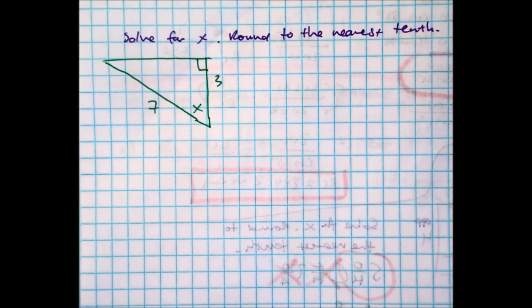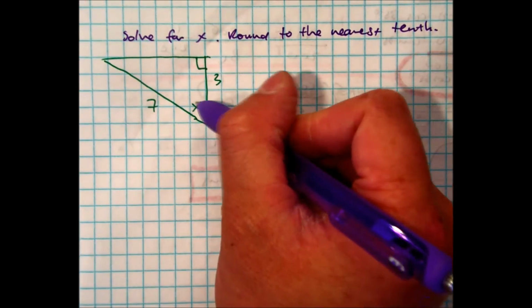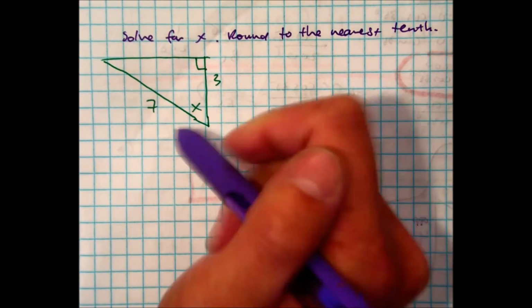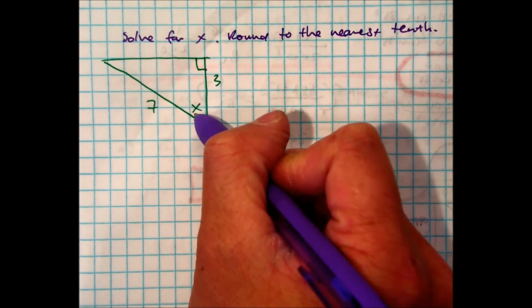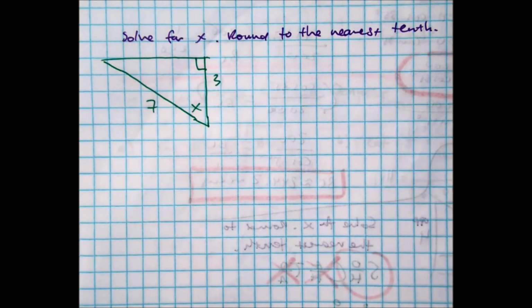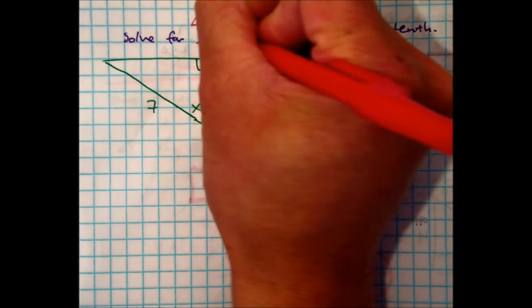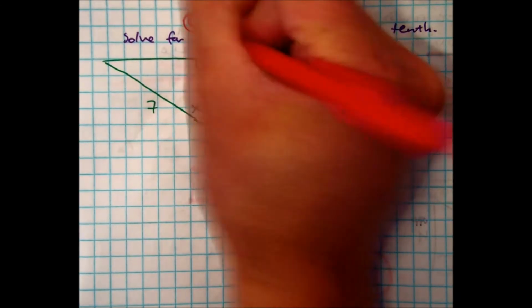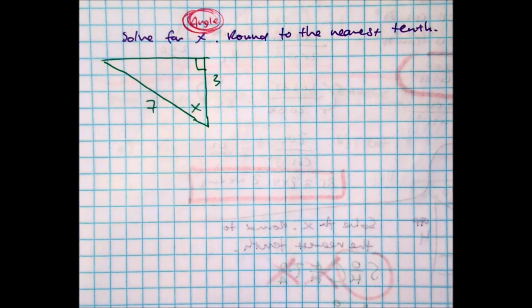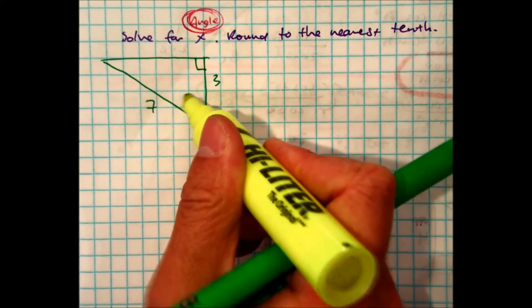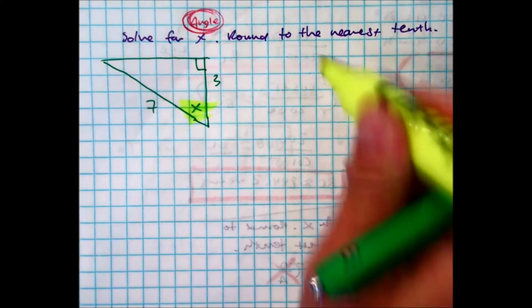Alright, in this problem, I recognize that x is in the inside of the triangle. That means x represents an angle. Only when you are using the angle, we're going to use something called the inverse. Watch. We talked about how the given angle is your starting point. That's why I keep highlighting it.